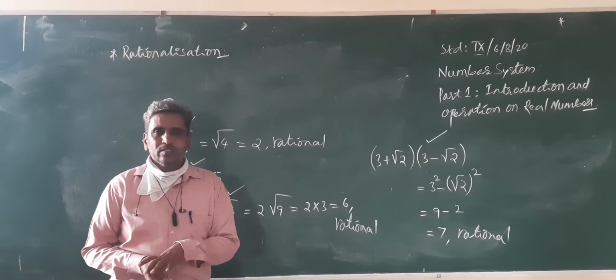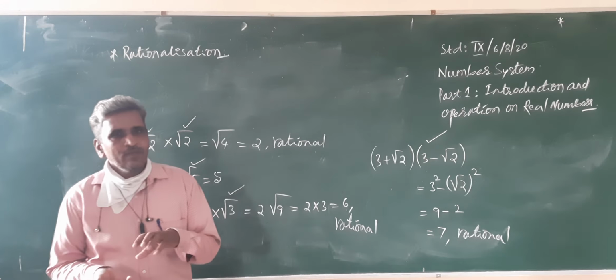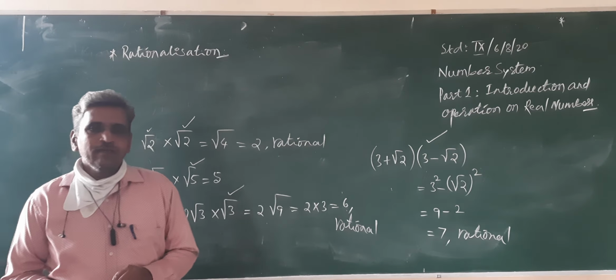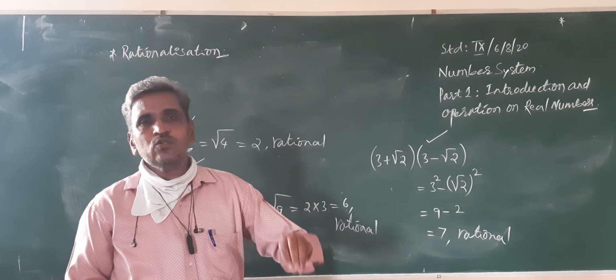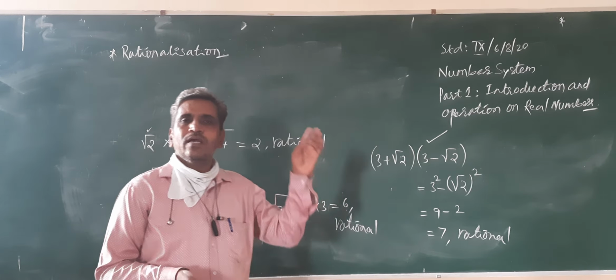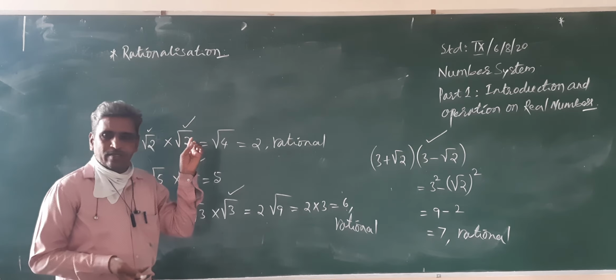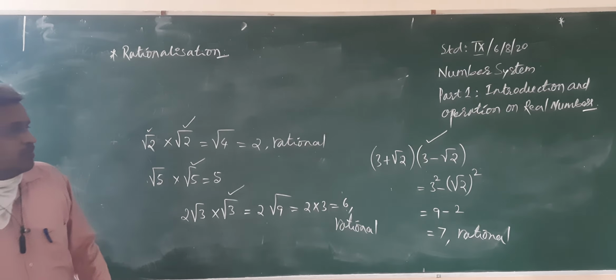So what is concluded? The process of converting an irrational number to a rational number is said to be rationalization. Okay, so generally we can take that.